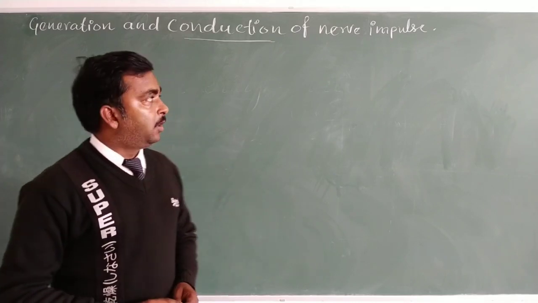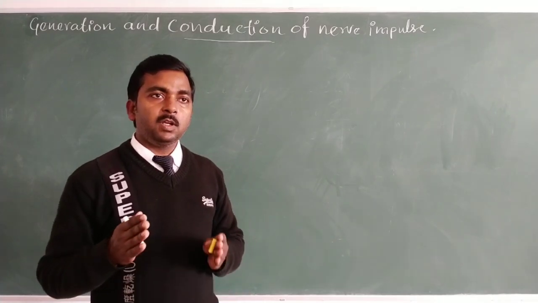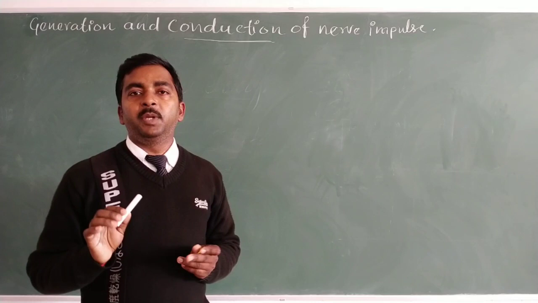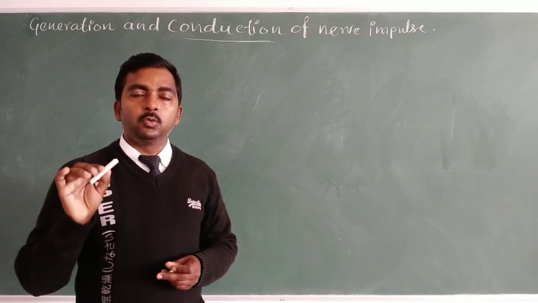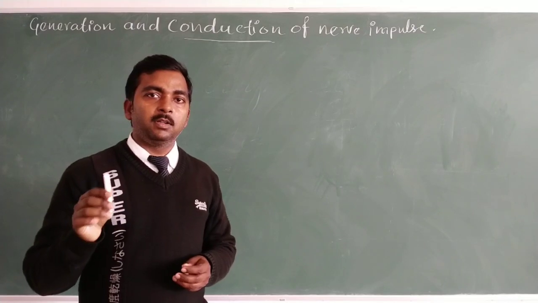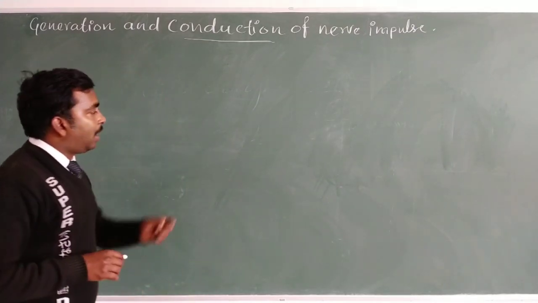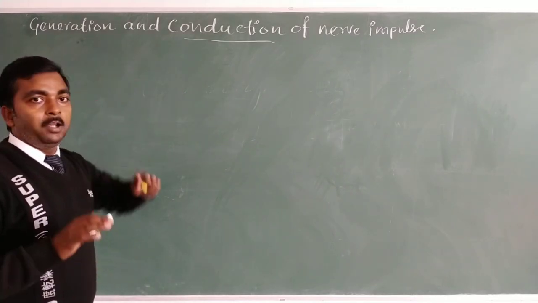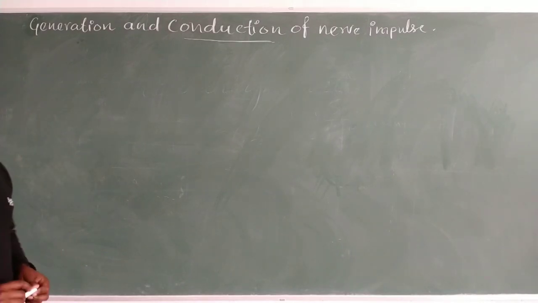In the previous video lecture I discussed the structure and types of neuron. Now we will discuss how the nerve impulse is generated, because the main function of the neuron or nerve fiber is to receive and transfer impulses from one part of the body to another part. So how these nerve impulses are generated and conducted along the neuron, we will discuss in this video.